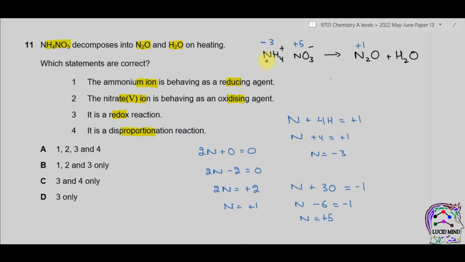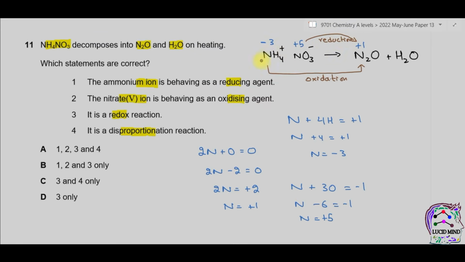Now we can see nitrogen goes from -3 to +1. It is therefore an increase in oxidation state, so this is oxidation. In the second one, nitrogen goes from +5 to +1. This is a decrease in oxidation state, so it is reduction.